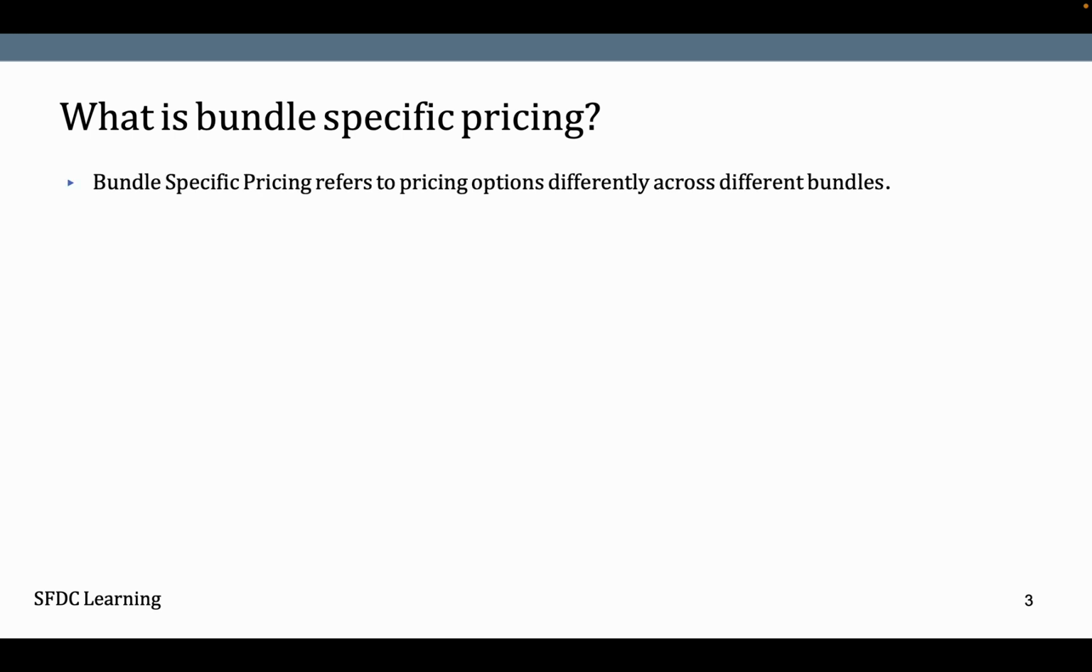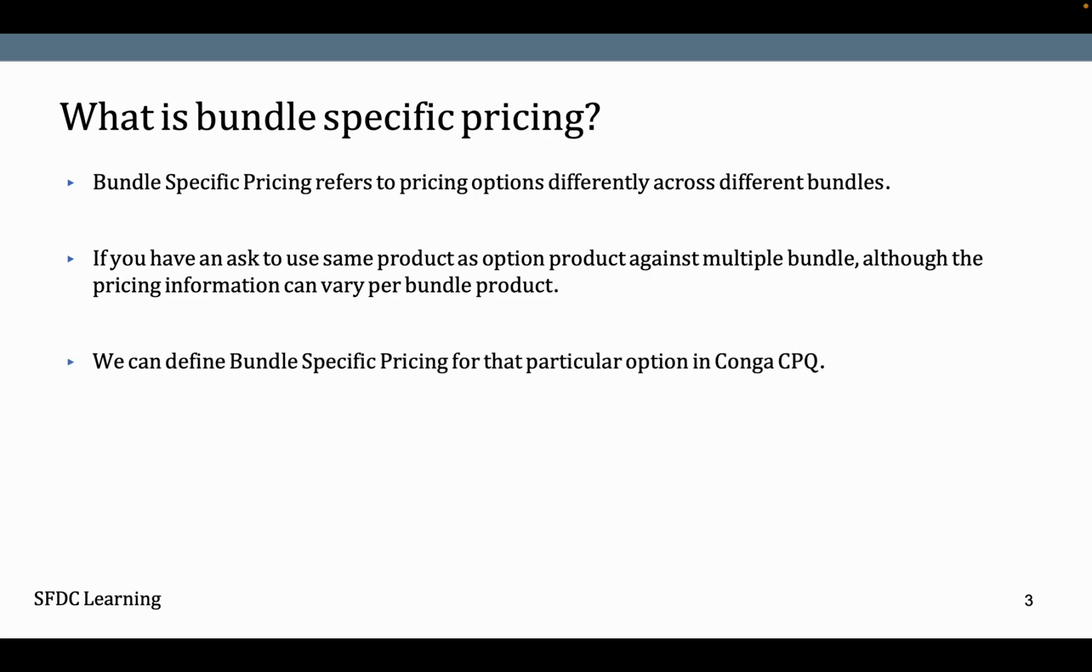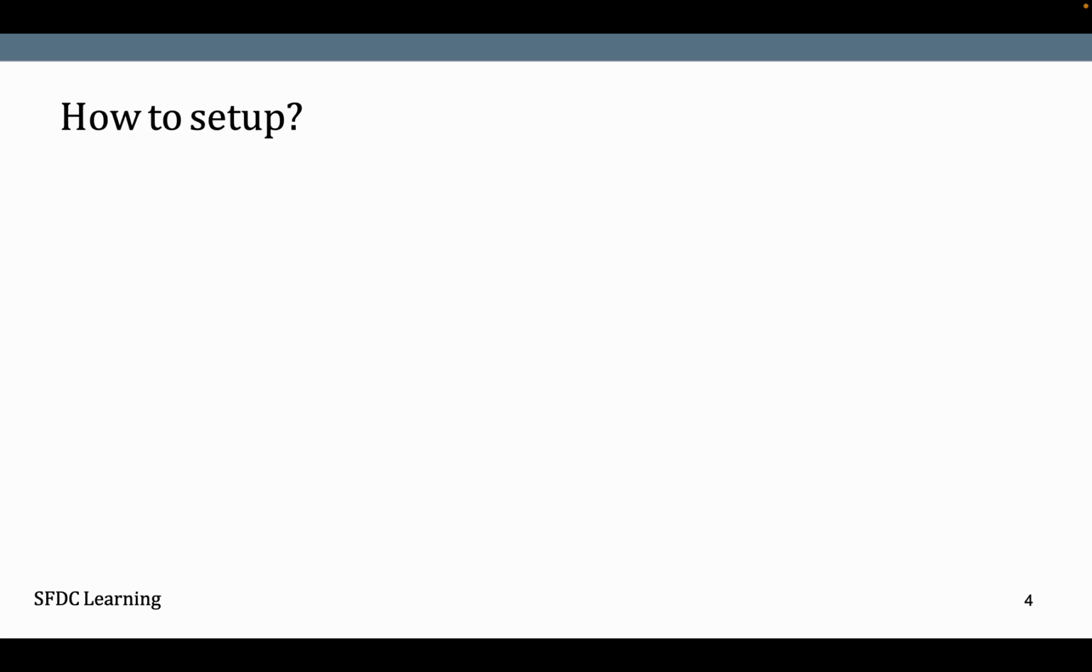Bundle specific pricing refers to pricing options differently across different bundles. So if you have an ask to use the same product as an option product against multiple bundles, although the pricing information can vary per bundle. For those options, the pricing can vary. In that case, we can define bundle specific pricing for that particular option across different bundles. Now let's see how to set it up.